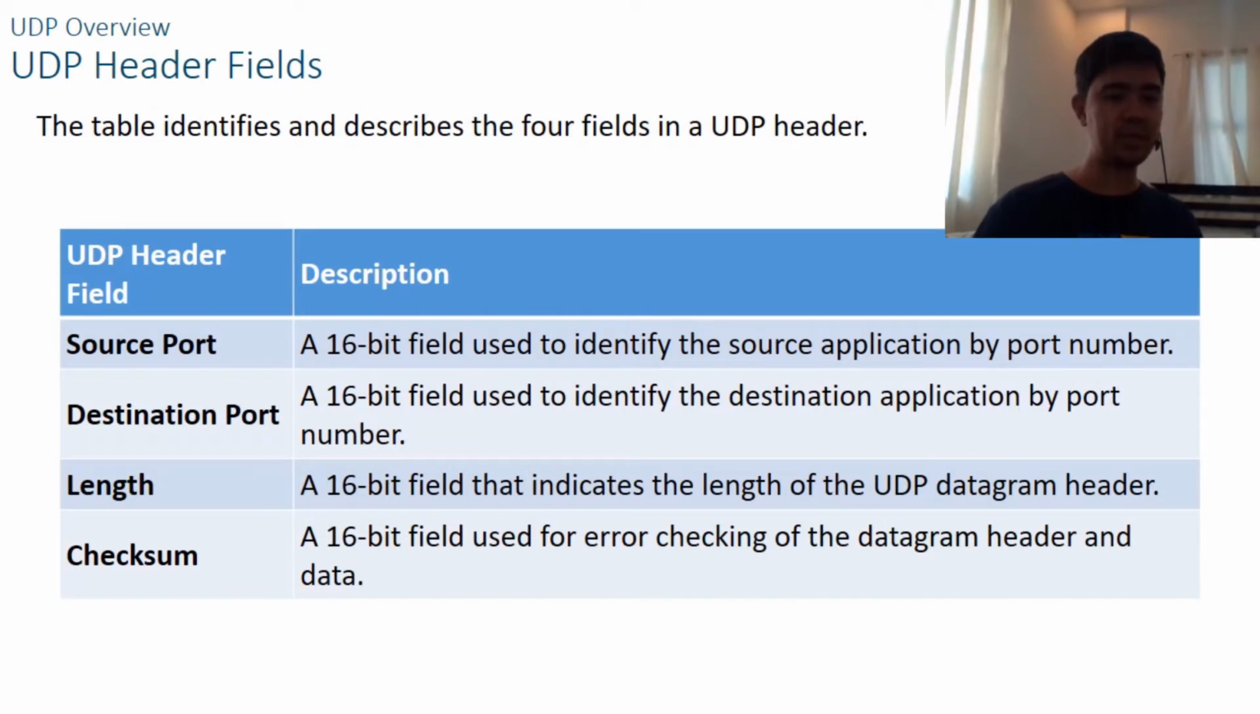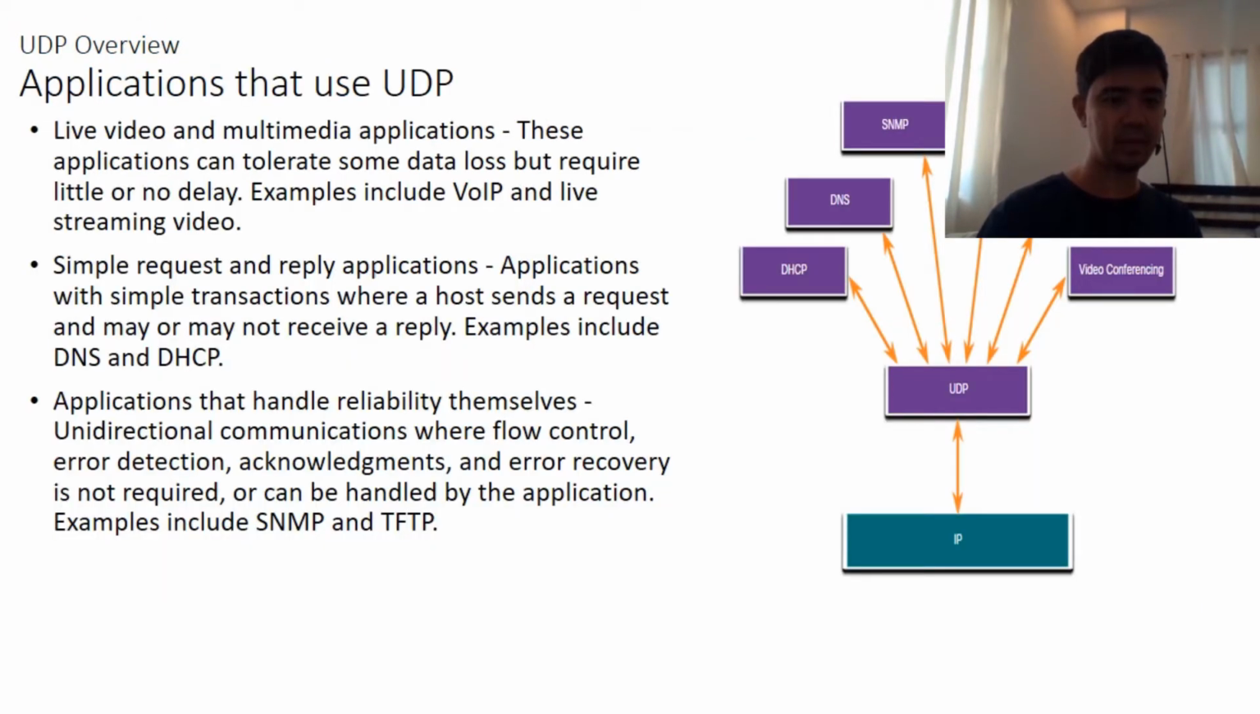So these are the specific header fields of UDP. I have explained this on the previous slide. And these are the different services that use UDP. So we have HTTP. This will be discussed in chapter 15, the last module. DNS, also discussed in the last module.